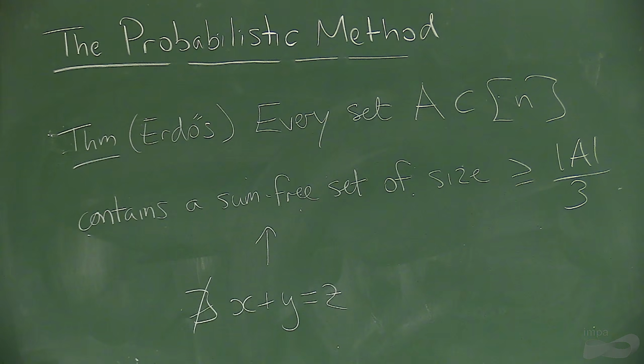So what you might think is, I could take just all the odd numbers in A, and odd plus odd is even, so that's sum-free. So they're good. Okay, but what if you don't have very many odd numbers? Or you could take all the numbers that are bigger than n over 2. That's also sum-free. But maybe there aren't very many of those either.